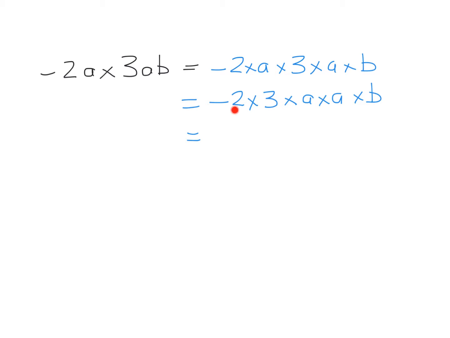So 3 times 2 is going to give me 6, but it's also a negative multiplied by a positive, which is going to give me a negative. I then have two a's over here, so a times a is the same as a squared, and then I have a b left over. So my answer therefore is going to be negative 6a squared b.